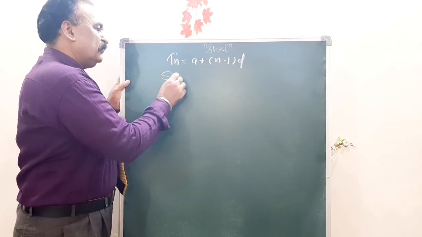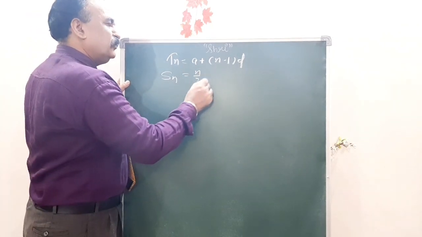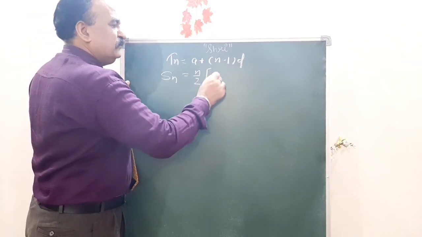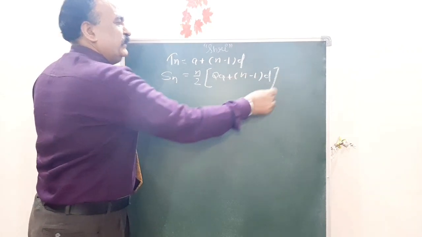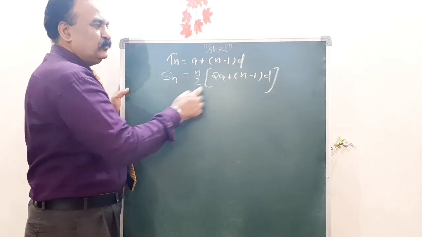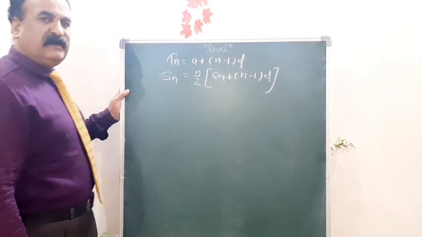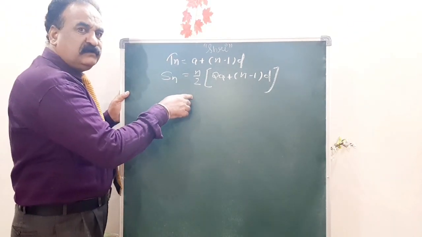And Sn, the sum of n terms, is equal to n by 2 into bracket 2a plus n minus 1 into d. This is the sum of n terms. Sn is equal to n by 2 into bracket 2a plus n minus 1 into d. How did you get this formula?